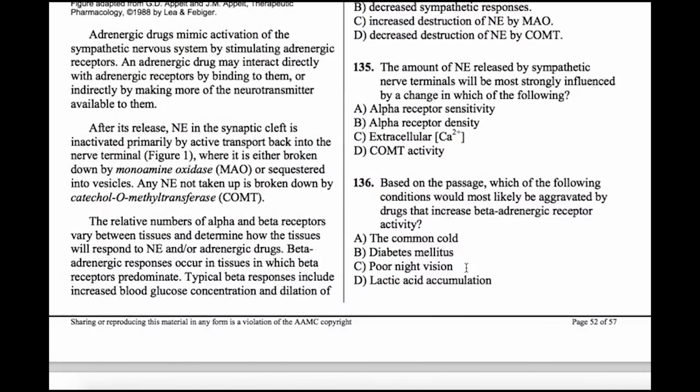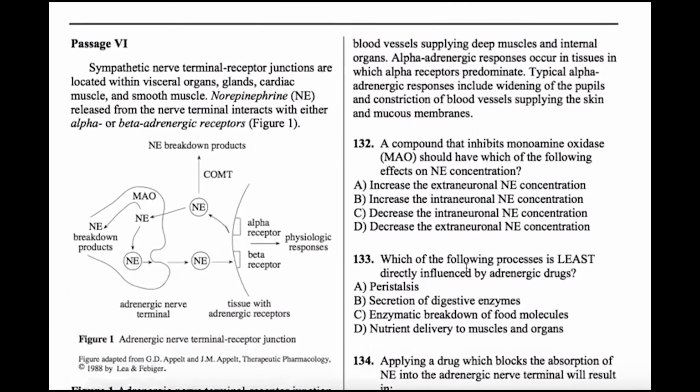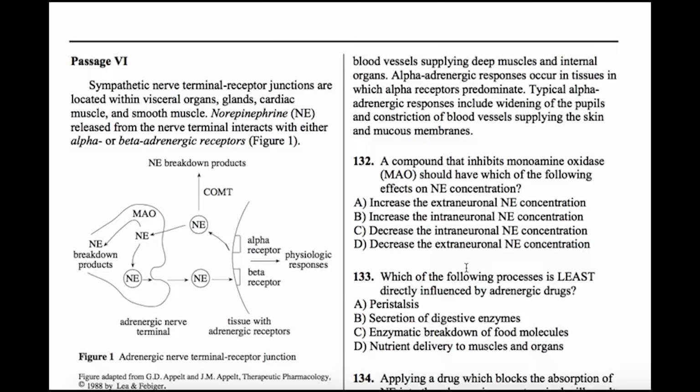The relative numbers of alpha and beta receptors vary between tissues and determine how the tissues will respond to norepinephrine and/or adrenergic drugs. Beta adrenergic responses occur in tissues in which beta receptors predominate. Typical beta responses include increased blood glucose concentration and dilation of blood vessels supplying deep muscles and internal organs.